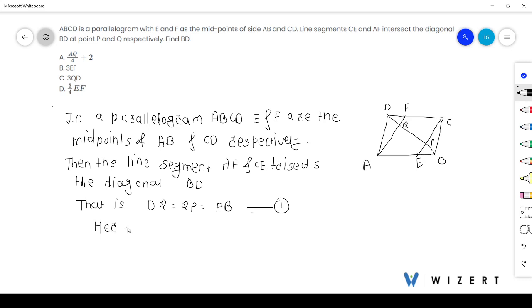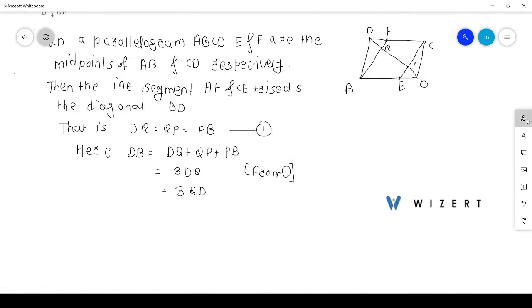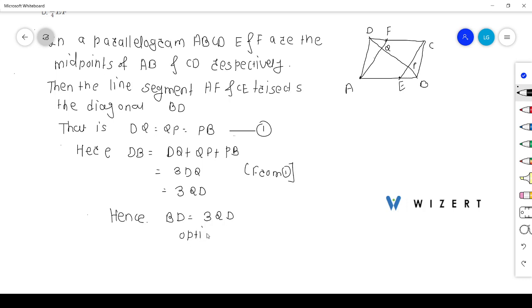Here DB equals DQ plus QP plus PB. So it is 3 DQ, that is 3 QD. Hence BD equals 3 QD. So our correct option is option C.